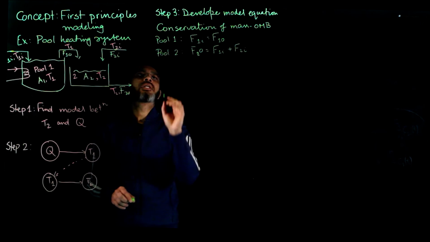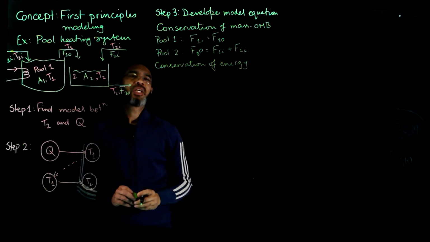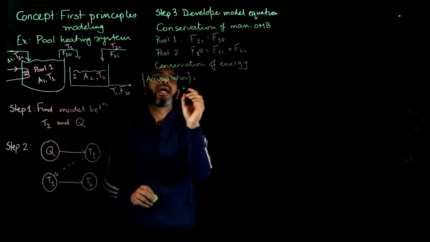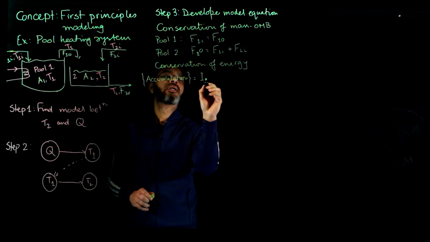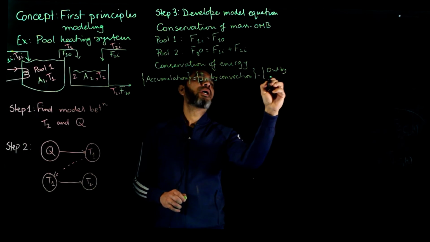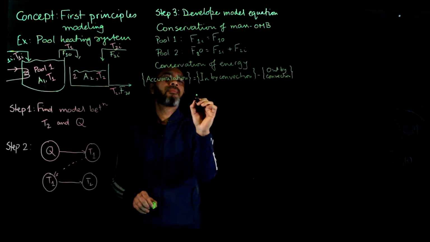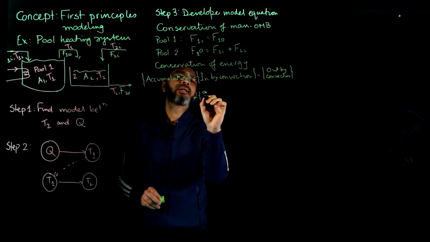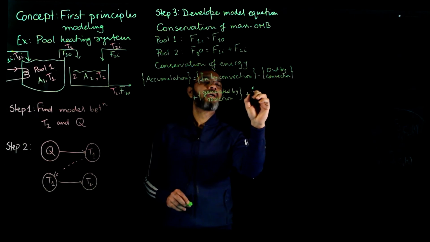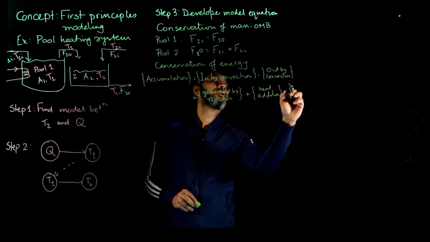Now, let us go directly to the conservation of energy principle. In terms of rate of energy, we will simplify this equation to write: rate of accumulation of energy equals in by convection, out by convection, plus heat energy generated by reaction, plus heat addition, plus work done.